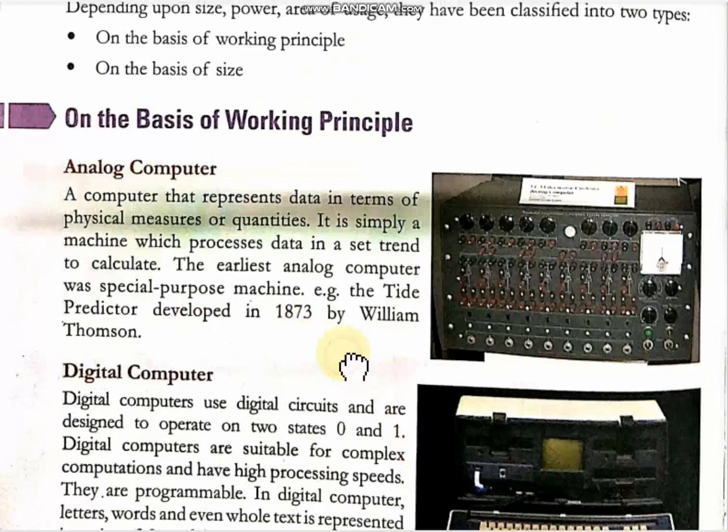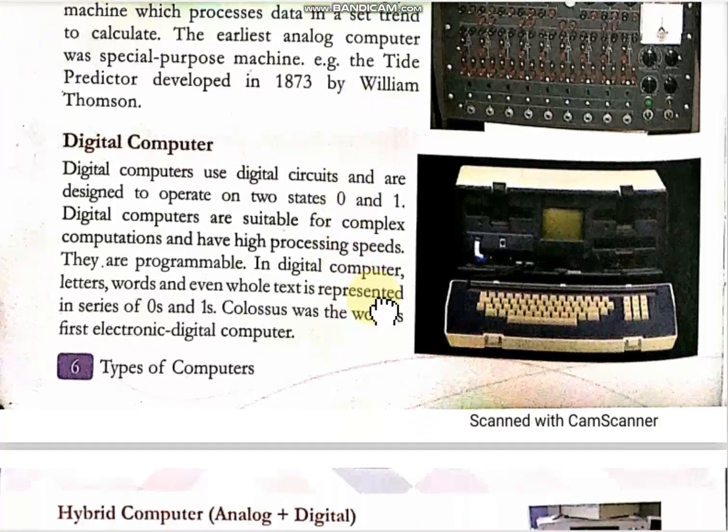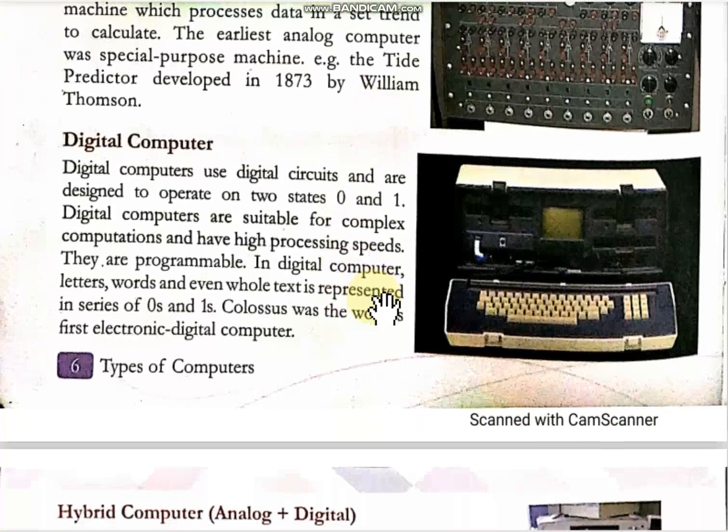Next, with the advancement of computers and with the growth and advancement in technology, we were introduced to the digital computer. Now what is a digital computer? Analog computers were very slow for processing and very complex also. So digital computers started using digital circuits and they were designed to operate on two states, 0 and 1. We all know computers understand only two states, only two numbers, 0 and 1.